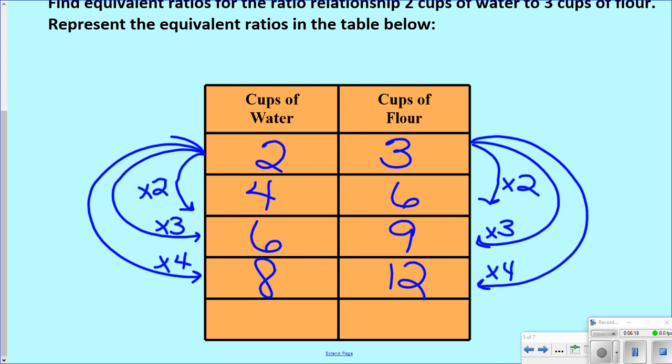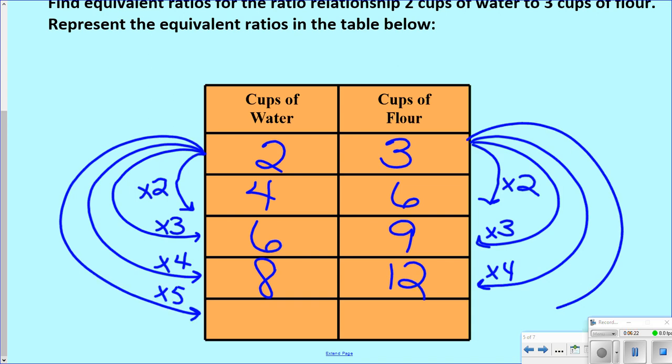Back to the original number. Going to multiply by 5. Going to multiply 3 times 5. 3 times 5 is 15. And 2 times 5 is 10.